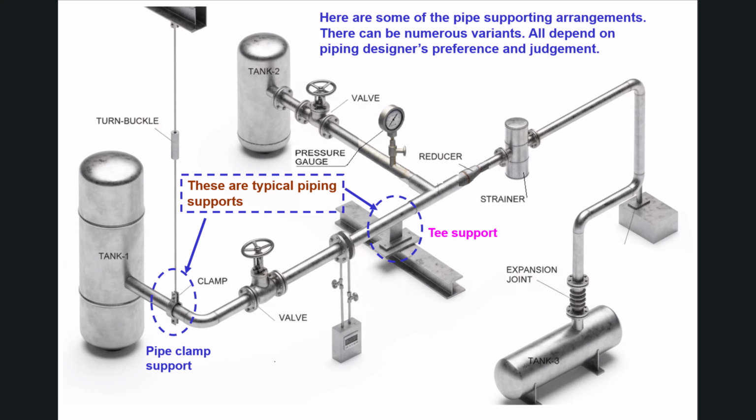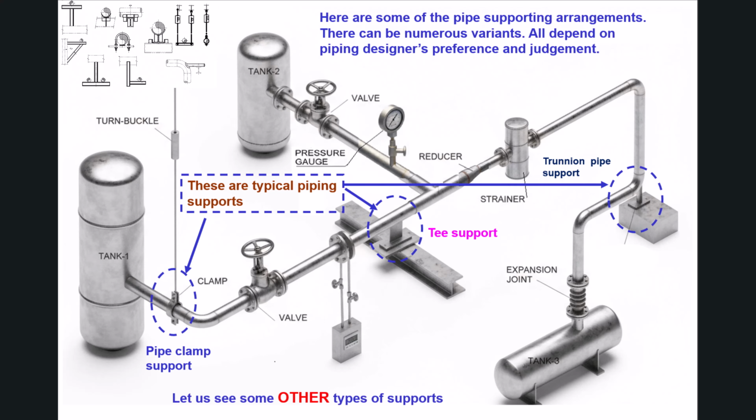These are the typical piping supports: pipe clamp support, T-support, trunnion pipe support, etc. Here are some of the pipe supporting arrangements. There can be numerous variants. All depend on the piping designer's preference and judgment.